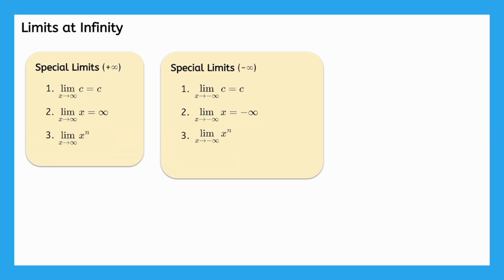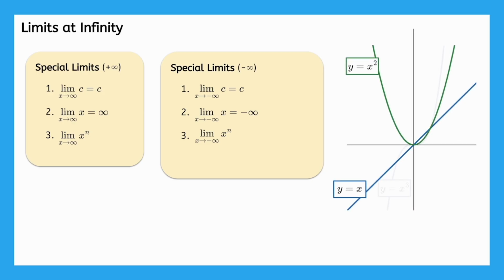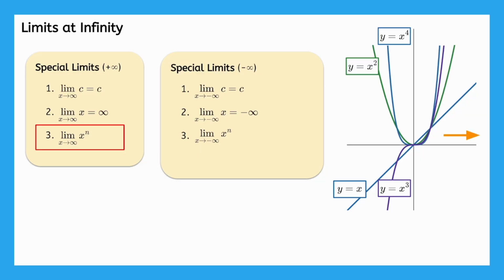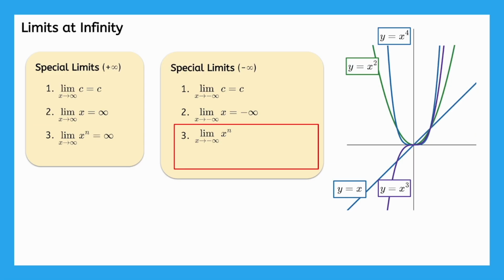For the general power function x to the n, let's look at the graphs of some power functions. What do you notice as x goes to positive infinity? It looks like all the curves go to positive infinity. But what about when x goes to negative infinity? It seems we have two separate cases. When the degree is even, the curves go to positive infinity. But if the degree is odd, the curves go to negative infinity.